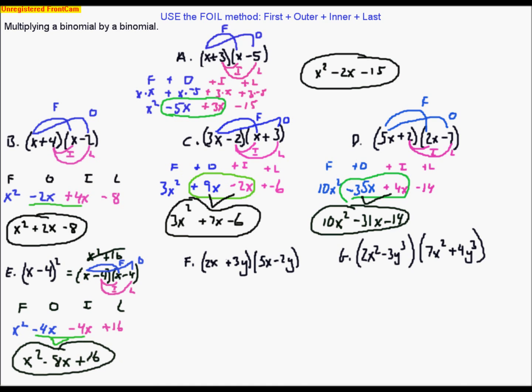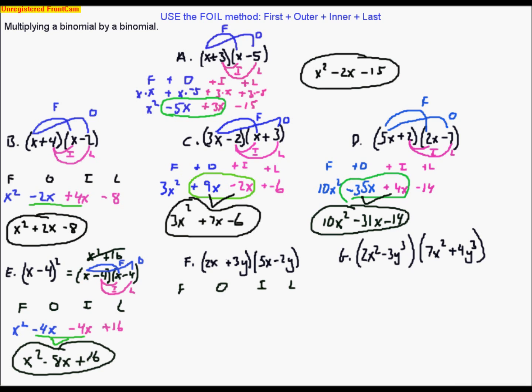Well, let's take a look at the next one. Well, in this problem, we have a different situation because we have more than one unknown. We have two variables. Well, we're going to do the same method. We're using that FOIL method. Remember, it goes F-O-I-L, first, outer, inner, last.